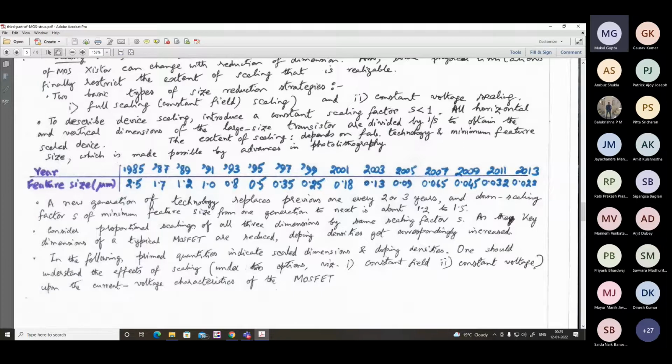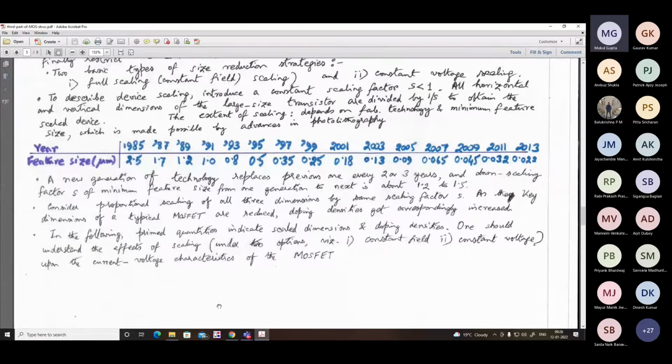Consider the proportional scaling of all three dimensions by the same scaling factor. As the key dimensions of a typical MOSFET are reduced, doping density will get correspondingly increased. How? That we will see shortly. In the following, primed quantities indicate scaled dimensions and doping density. One should understand the effects of scaling under two options: constant field scaling or full scaling, and constant voltage scaling, upon the current-voltage characteristics of the MOSFET. Let us see.